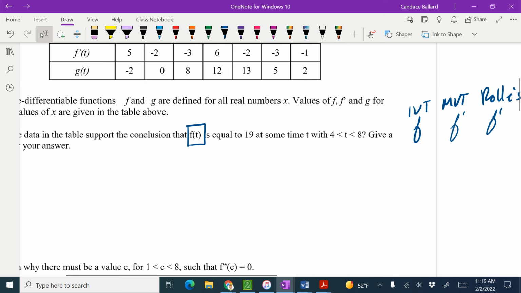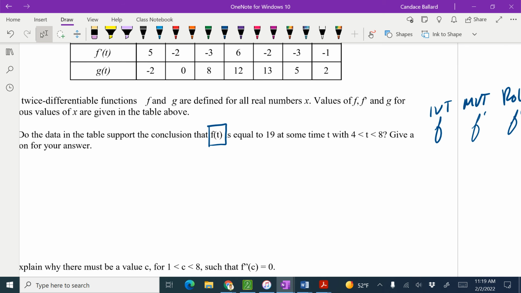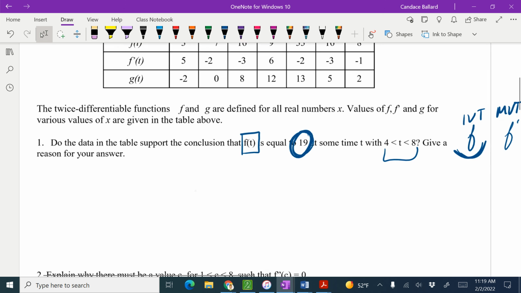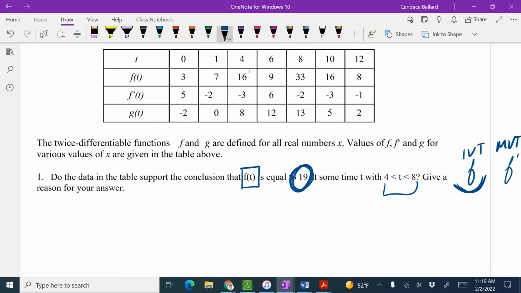All right, so what I'm going to look at is I'm going to see if, when I compare on my original function, I have values that surround 19. If I have values that surround 19 when I am at 4 and 8, it's probably IVT, okay? If I don't have that, then I'm going to go to MVT or Rolle's, all right? So I'm looking in the row with f, and I'm looking at the t equal to 4 and the t equal to 8. Is 19 between those two numbers, 16 and 33? Yep. So that means we have an IVT problem.